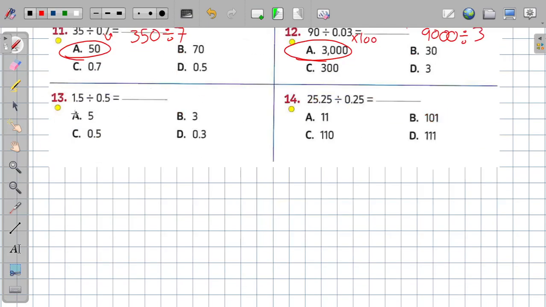Next, I have 1.5 divided by 0.5. So I will move the decimal point one place to the right, and in the dividend, I will move the decimal point one place to the right. So I have 15 divided by 5 equals what? Equals 3.